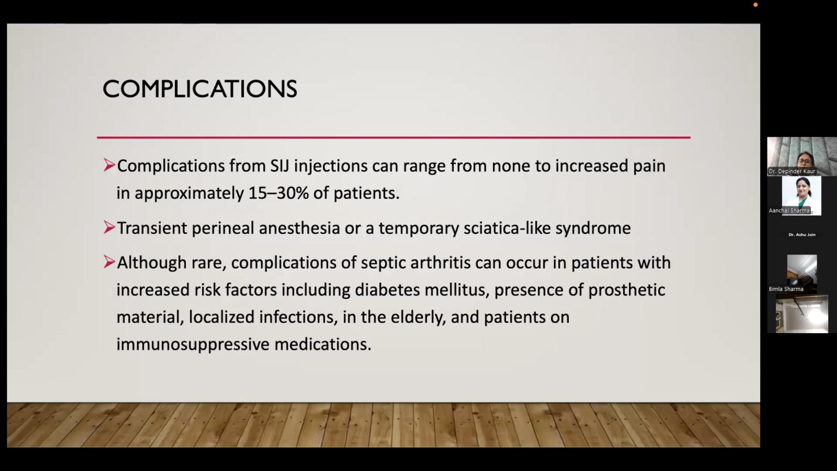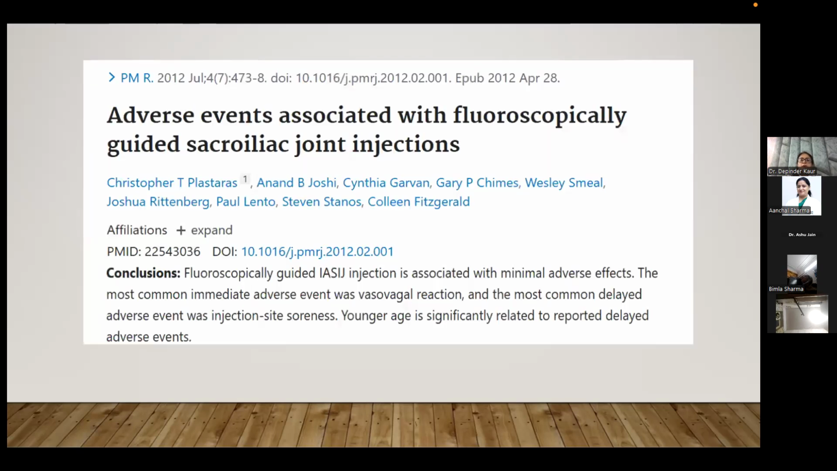Now, coming to the complications, complications are really very low. This is a paper about the adverse events associated with fluoroscopy guided sacroiliac joint injections. They have minimal adverse events. The most common immediate adverse event is the vasovagal reaction, and the late event is injection site soreness. Otherwise, it is very low.